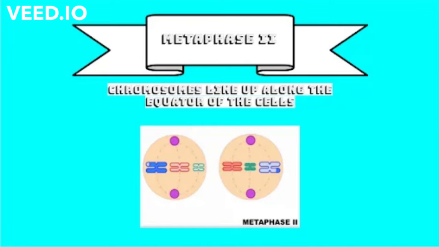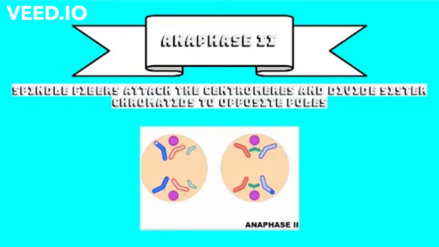Following prophase 2 is metaphase 2, the phase in which chromosomes line up along the equator, or middle of the cell. In anaphase 2, the chromosome's sister chromatids are separated equally to opposite poles of the cells by the spindle fibers attaching to the centromeres of the chromosomes.